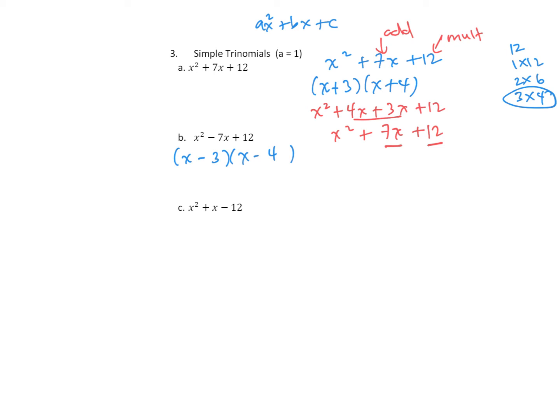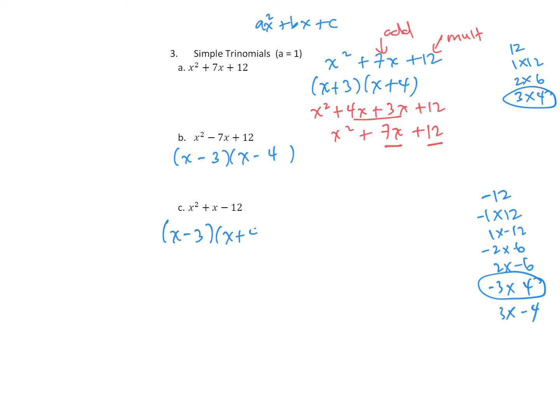In this last example, again, the end is 12. This time it's a negative. So if I'm multiplying to get negative 12, the negative could go on the 1, or the 12, on the 2 or the 6. It could go on the 3, or the 4. So there's double the possibilities. I want the combination that adds to positive 1, which would be negative 3 and positive 4. So I know it's x minus 3 and x plus 4.